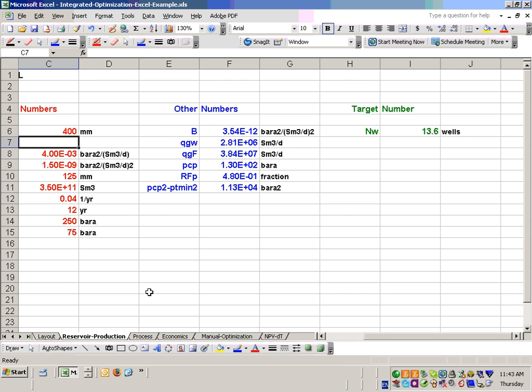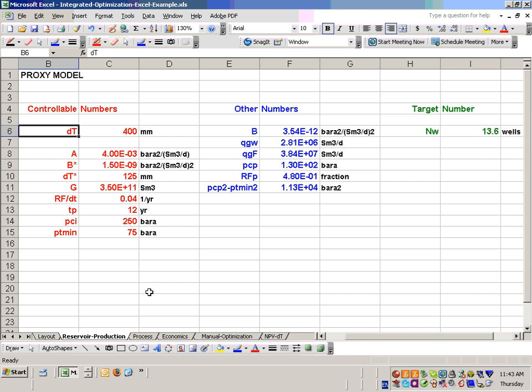This is an integrated reservoir production model. If you change any of these numbers over here, gas in place, if you want to sell more gas faster, we go to 6%, it doesn't work. You can't go for 12 years. You can sell 5%, so you've got a 60% recovery at the end of 12 years. It takes 44 wells instead of 14.